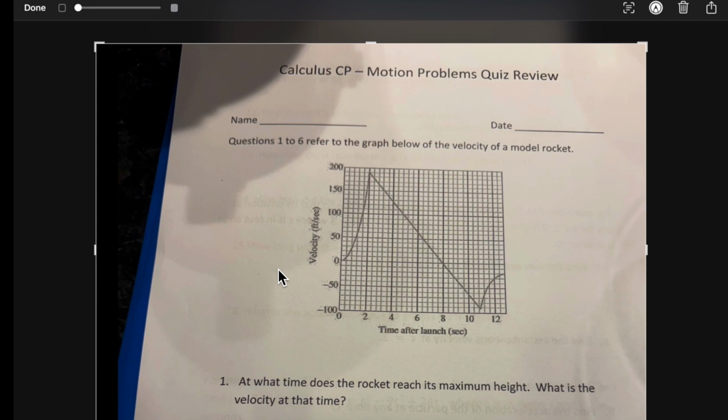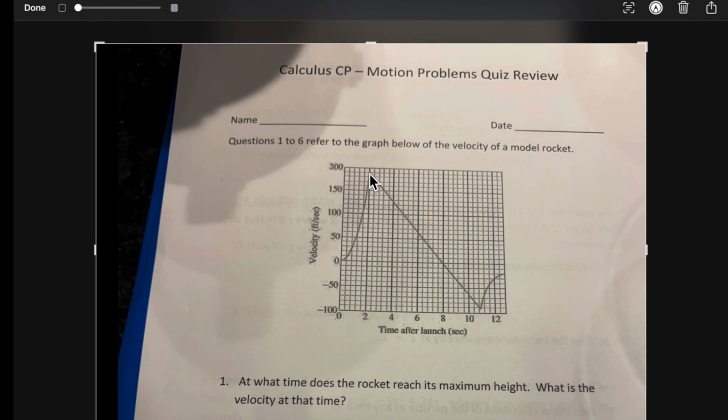We have the graph of the velocity of a model rocket over time. You could see here that the velocity starts at 0. We're in feet per second. And the velocity is increasing. It is positive. So if we have a positive velocity, that means the rocket is going upward.